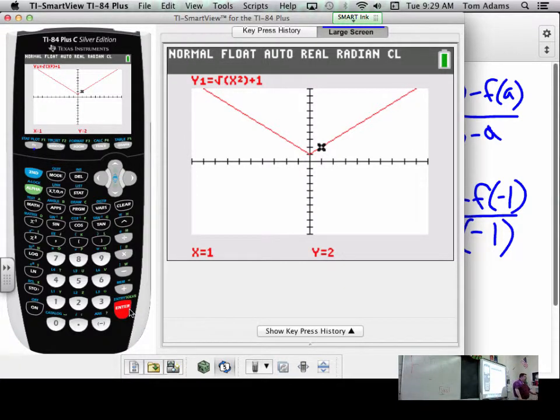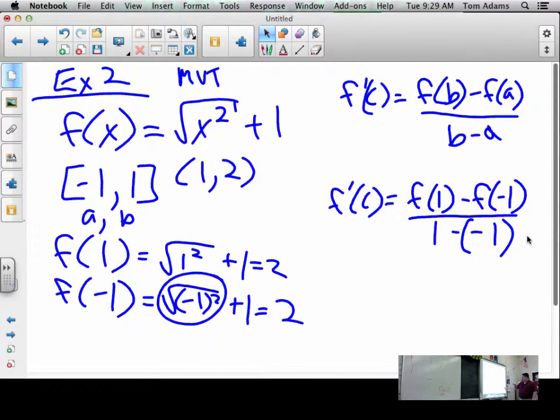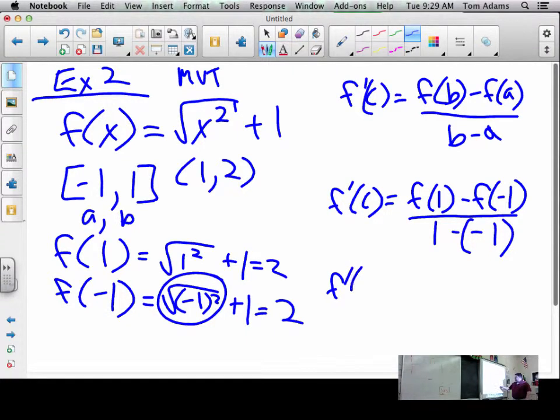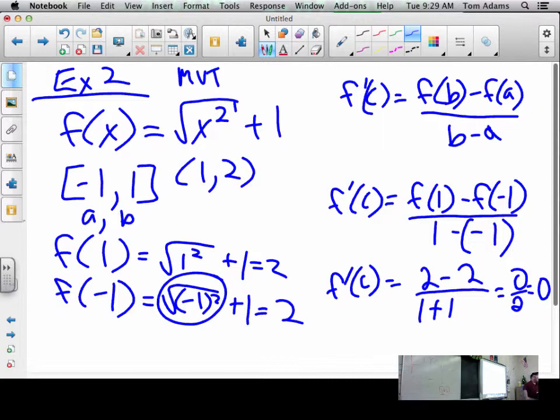Wasn't that the same as an absolute value? Yeah. Okay. So now what does that mean for this theorem? That means that f prime of c should equal, what do we have in the top? 2 minus 2 all over 1 plus 1. Well, it's just 0 over 2, which is just 0, right? So there should be, at some point on this curve, f prime should equal 0.